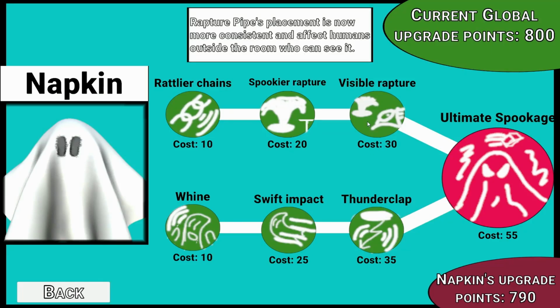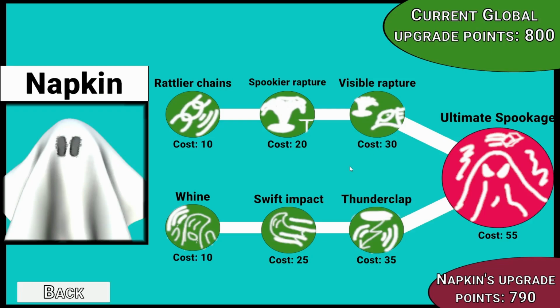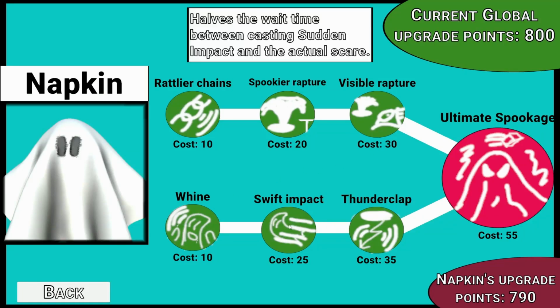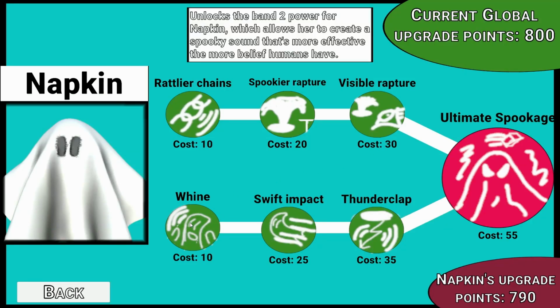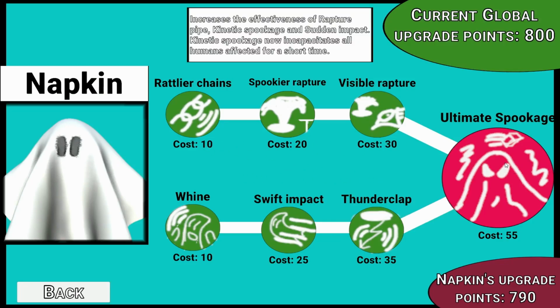make those abilities better. Like for example, here the very first upgrade increases the attraction chance of rattling chains, which is nice, I guess, if you want to attract humans. But then you have a few upgrades over here. This one unlocks Vine, which is a sound-based ability, and this one unlocks Thunderclap, which is again a sound-based ability. And once you unlock both tracks of upgrades, you have the ultimate upgrade.